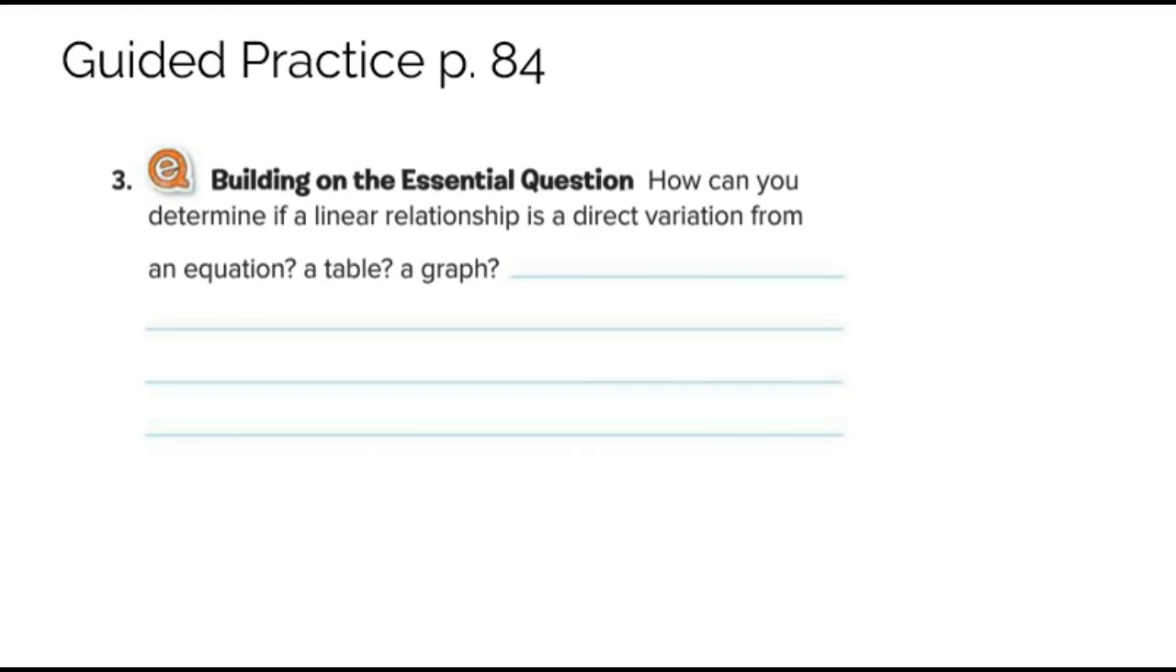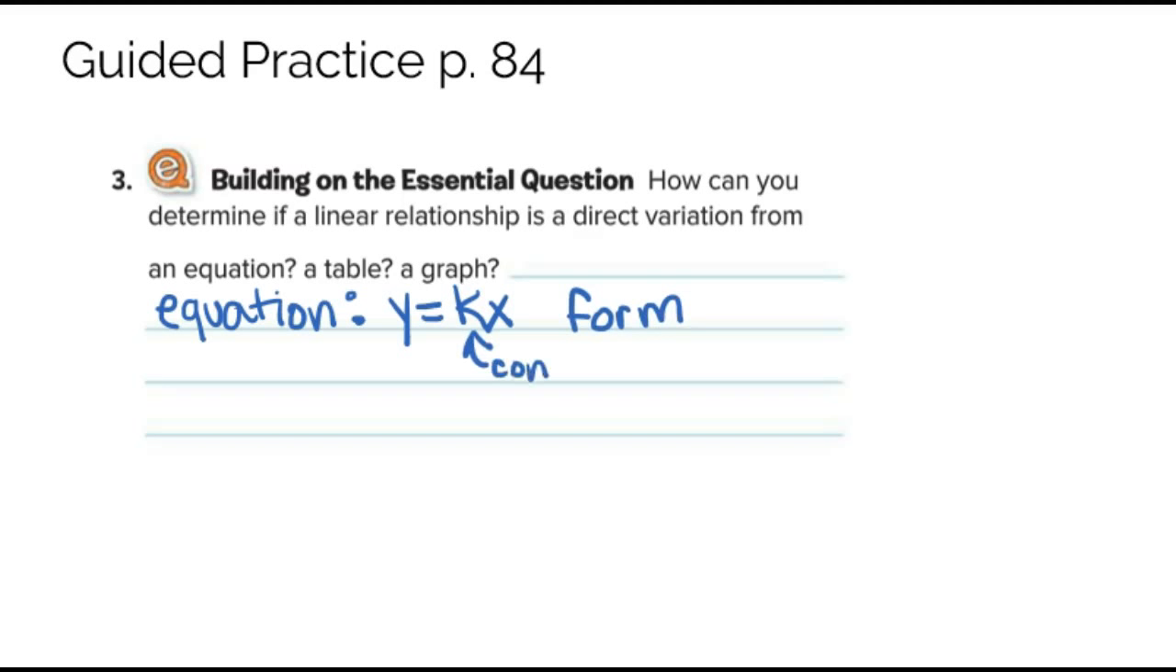Alright, number 3. Number 3 is asking how you can determine if a linear relationship is a direct variation. And it's kind of cutting this problem into 3 parts. First, if you have an equation, we know that there's direct variation if the equation follows the form y equals kx, where k is the constant of proportionality. Then yes, there will be direct variation.